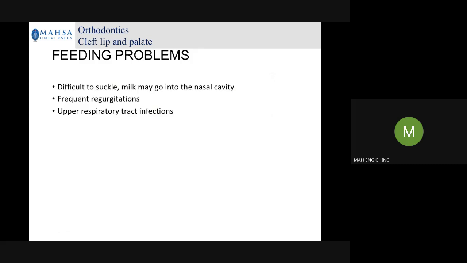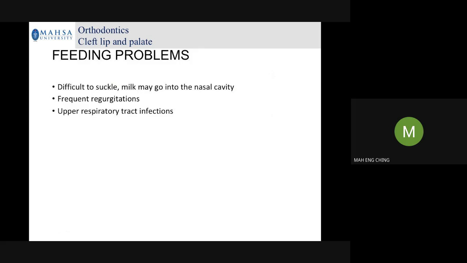So, like I say, the first thing when the baby is born, the most important problem is, are they going to survive? That's the most important. If they are not going to have a lip seal, they cannot suck or cannot create the seal to the nipple of the mother, then there is difficulty with feeding. So it's difficult to suck, and milk may go into the nasal cavity and cause an infection in the nasal cavity. Even if the milk can go in, without proper seal it causes frequent regurgitation. It means the milk goes into the stomach and then comes out again to the oral cavity.